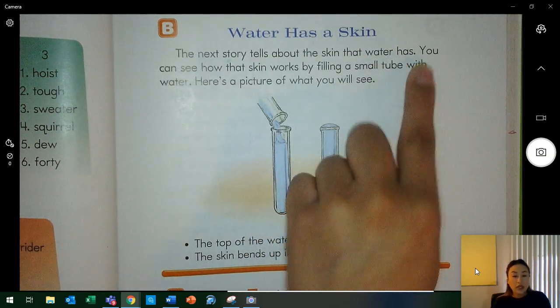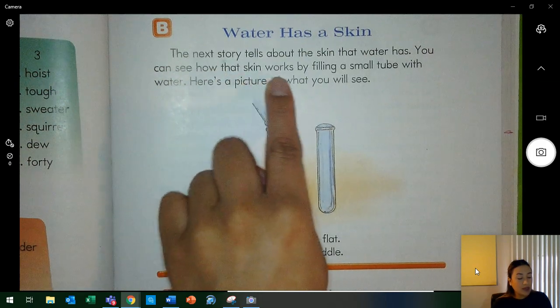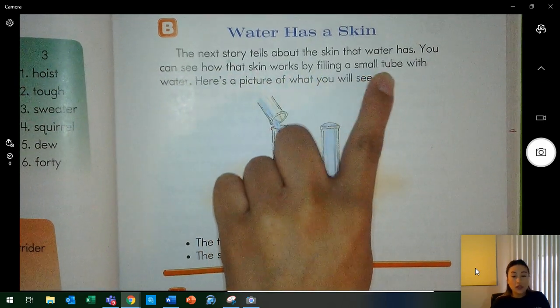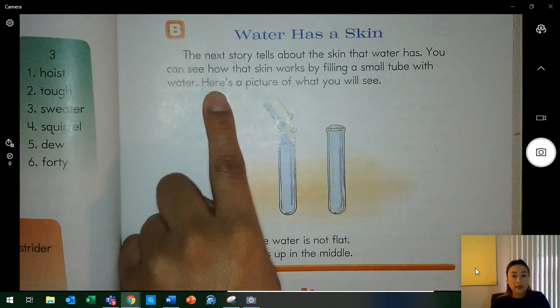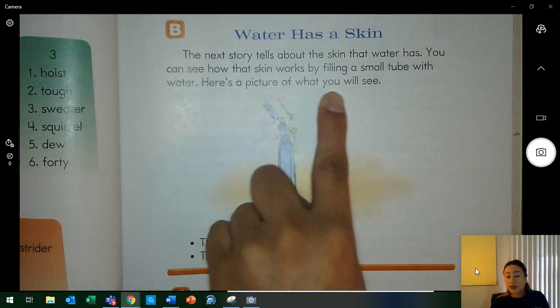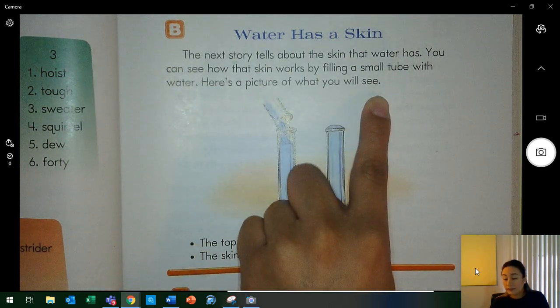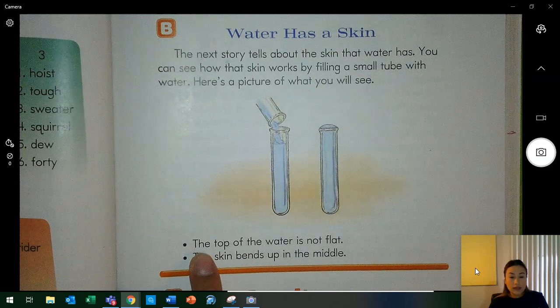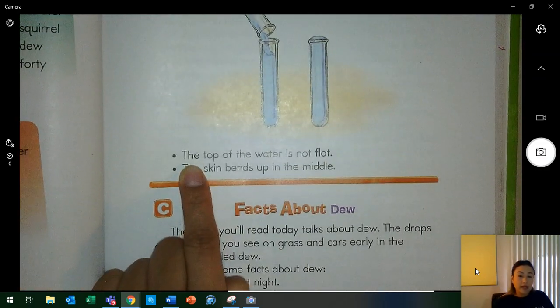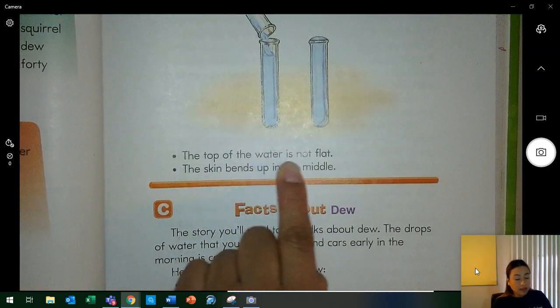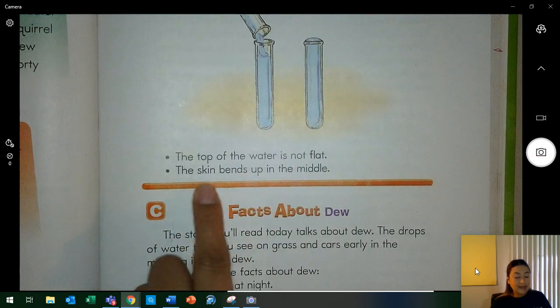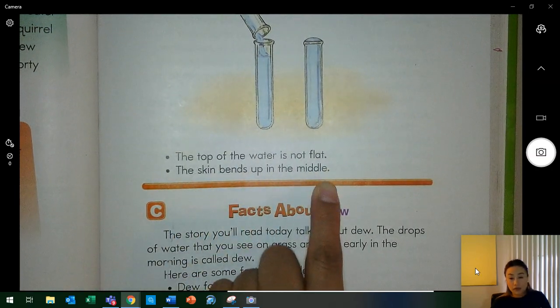Keep tracking. You can see how that skin works by filling a small tube with water. Here's a picture of what you will see. We're at the bottom bullet. Get ready. The top of the water is not flat. The skin bends up in the middle.